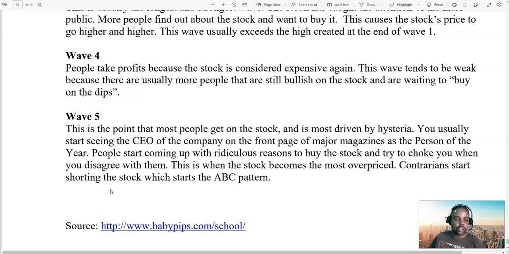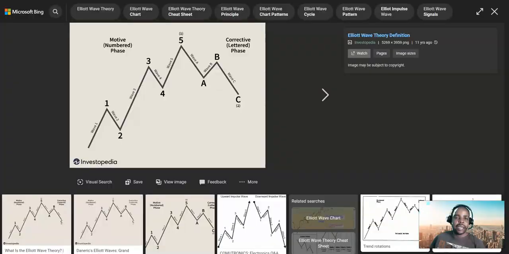Contrarians start shorting the stock, which starts with the ABC pattern right here. After that strong Elliott wave, when the stock has just pushed up, then you're going to start seeing this stage right here forming when they feel that the stock is overvalued. Okay, this is the theory of Elliott. This is how he saw it. And he says that these patterns are repetitive throughout time in trading, in stocks, crypto, or the Forex market.